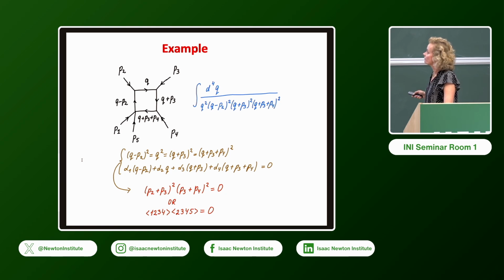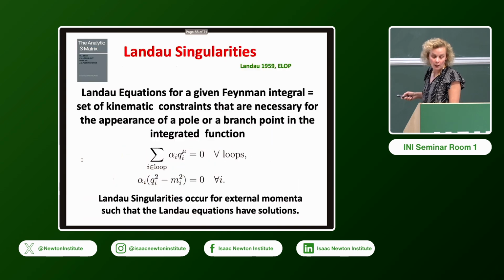So for example, if you look at this system of equations, you can quickly convince yourself that this is a solution when the following is true. And this is written in terms of momentum twistors as something like that. And indeed, that's a singularity structure of the integral. So there are very well-known techniques.